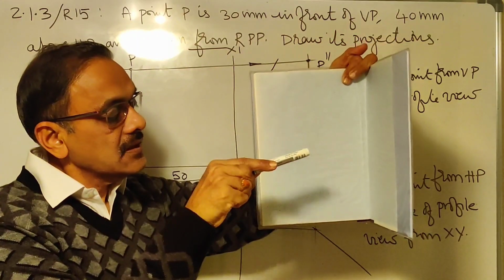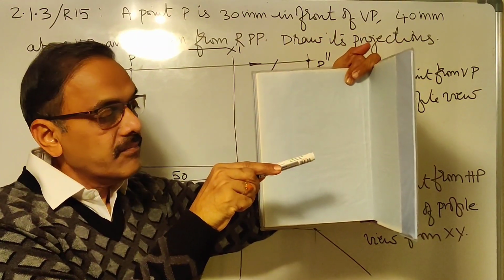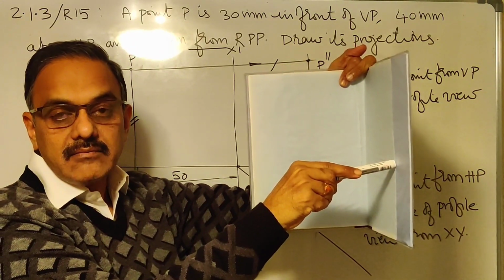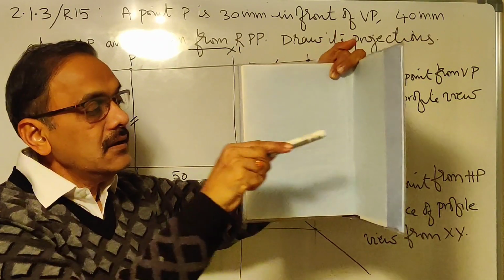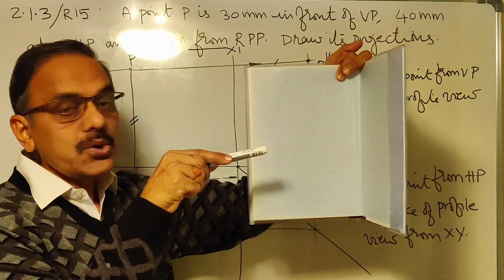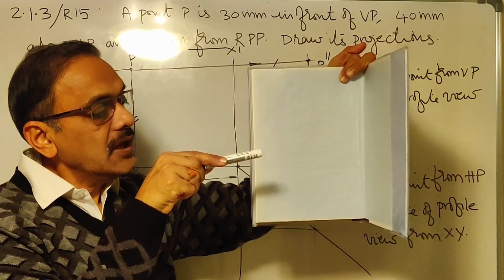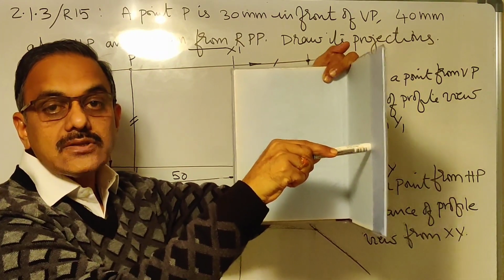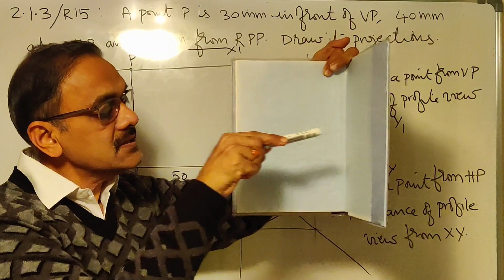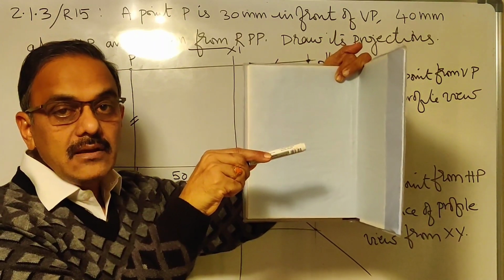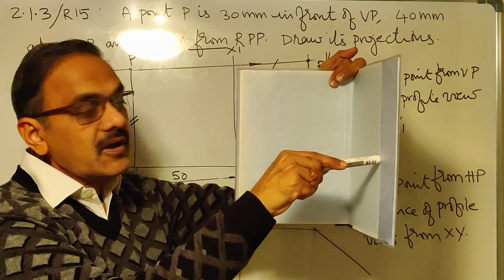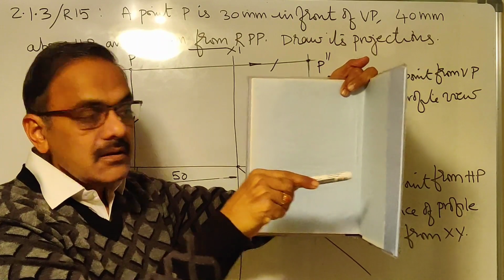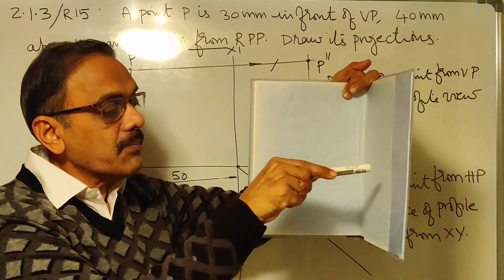Now look at the distances. This is the distance of the point from VP and this is the distance of the profile view from X1 Y1 line. I will repeat again. This is the actual point in space. I wanted to get its profile view. So what did I do? I have projected it onto the right profile plane. I got the profile view there. Now concentrate on two distances. One is the distance of the point from VP and the other is the distance of the profile view from X1 Y1 line. They should be equal, is it not? Because this line when you are drawing it parallel to VP.